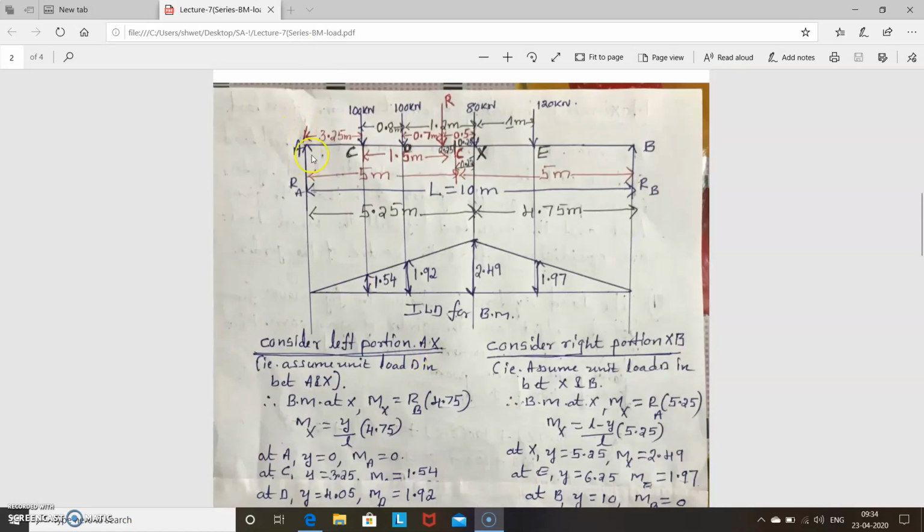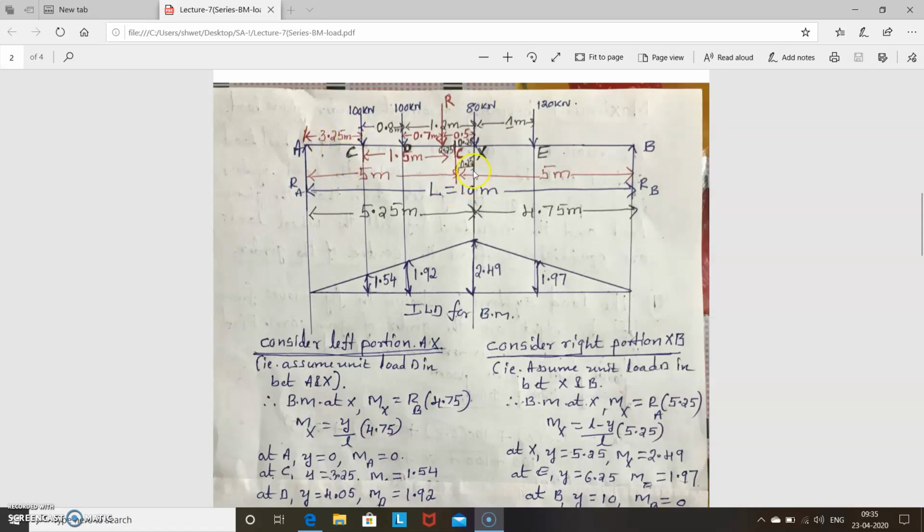Next, find at different points. At A, at C, mark these points. At A, at C, at E, and this is not required, and then X, this is the section point, and E. So first at A, y is equal to 0. The unit load moves from A to B. So at A it is 0. If you substitute in this, you get 0. The next point is at C. That is 3.25. How do you get this 3.25?